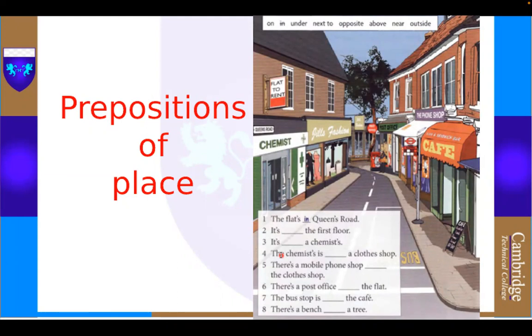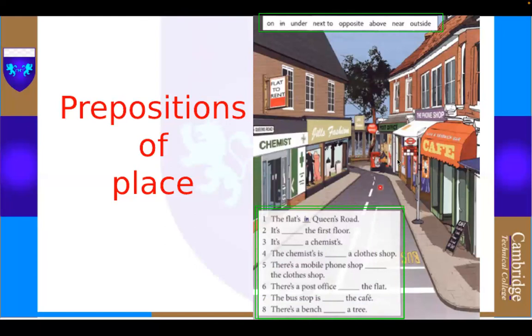Okay? So I'll give you 2 minutes. Try to find the answer. We have some sentences here, and these words. You're going to put the correct preposition in the correct place. Okay? I'll give you 2 minutes. Try to find the correct word for each one.